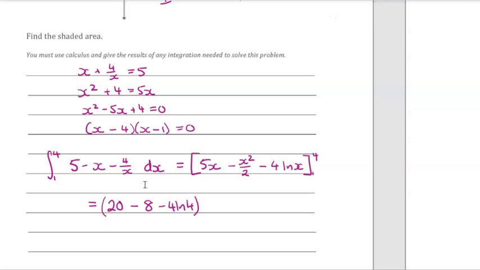So substituting in 4 looks like this. Then we take away the substitution of 1 in there, and we start to simplify it down. So we end up with either leaving it in exact form like this, or write that as a rounded decimal of 1.95.